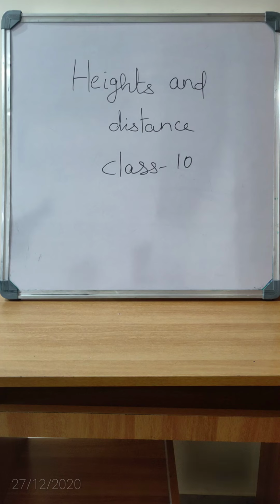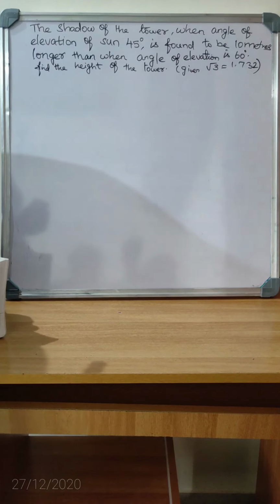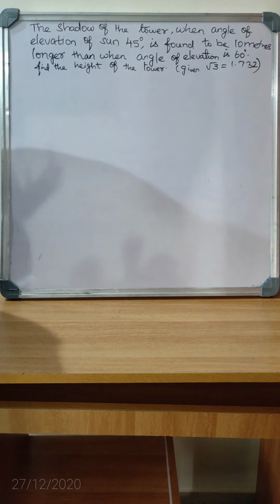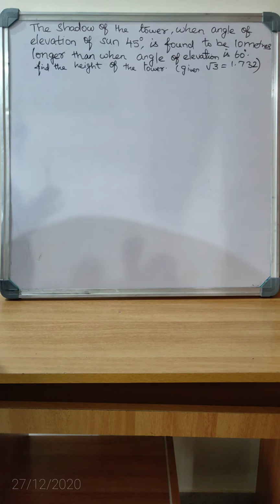I just started my videos for 10th grade CBSE according to the board sample paper 2020. We have three 5-markers this year. So we're going to see about heights and distances in this session. Here we are going to see the first question. I'm going to first teach about the elevation.